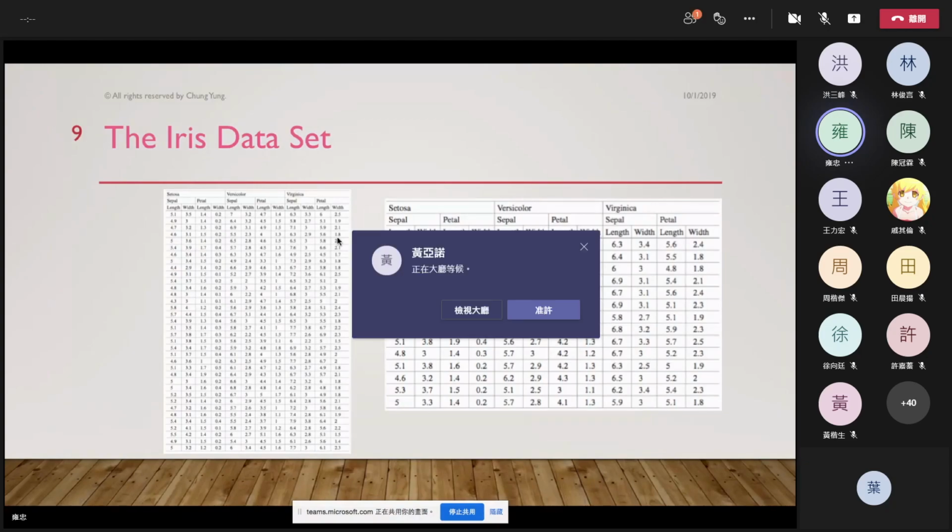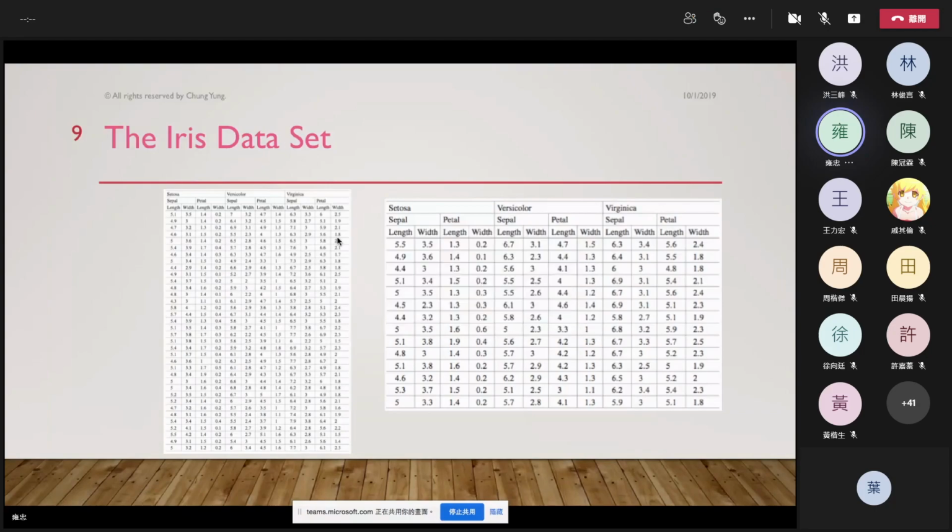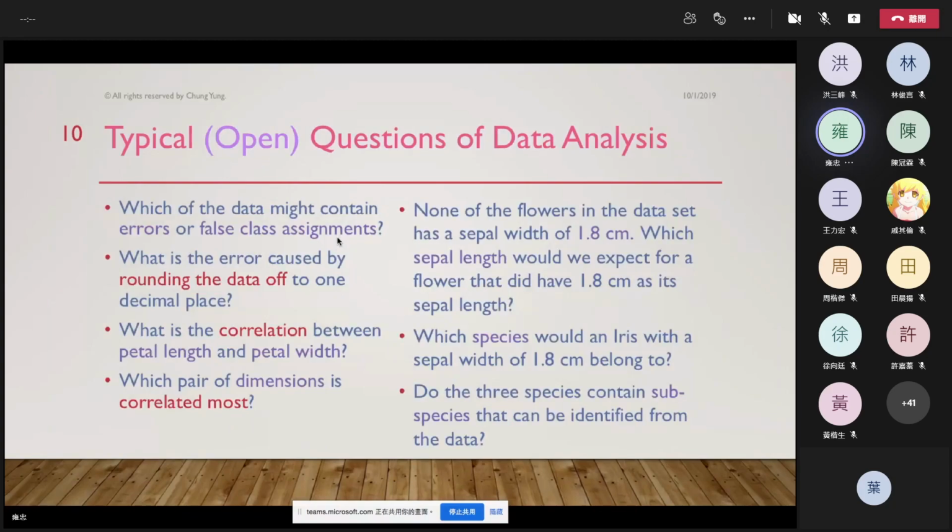So if two rows of that column are both 0.1, the actual data might be very different. For example, one of them is 0.05 and the other is 0.14. It's almost 3 times as large as the other. So that's a problem that happens in rounding the data off to 1 decimal place.